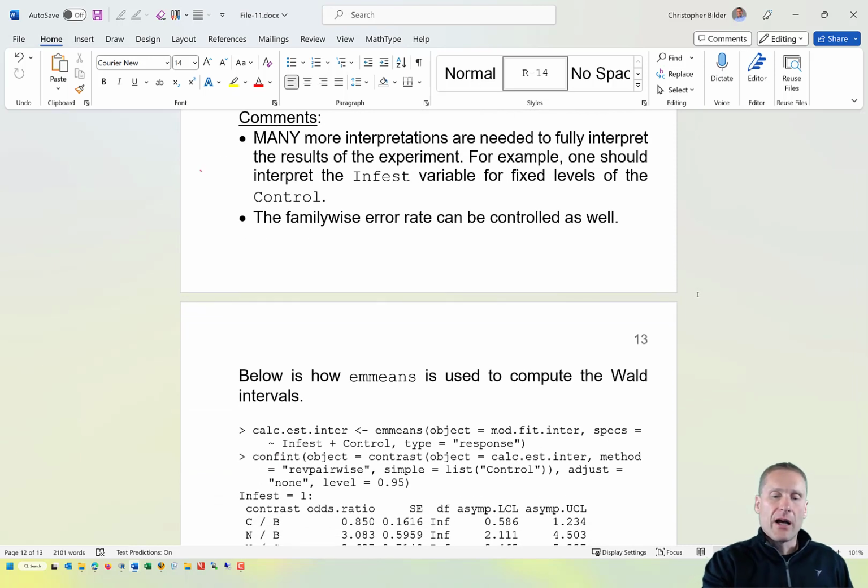So, some comments. Many more interpretations are possible, and to fully interpret the variables in the model, you would need to look at the other combinations of these variables as well. One could also look at the familywise error rate and control that. In my program, I show how to do that, for example, with a Bonferroni method.